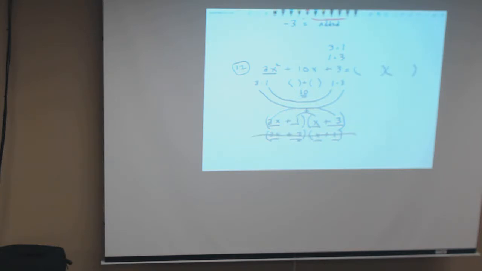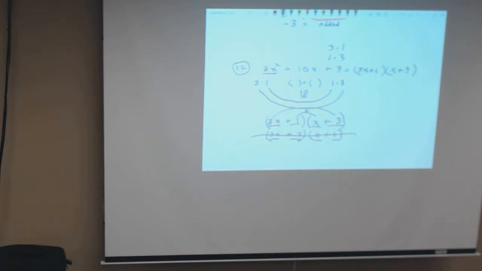So then we come up here and go 3x plus 1 times x plus 3. And then if you want to check it, multiply it out to see if it works. So this technique builds on, you've had a lot of experience taking the factors and FOILing them, using that FOIL method to multiply them.